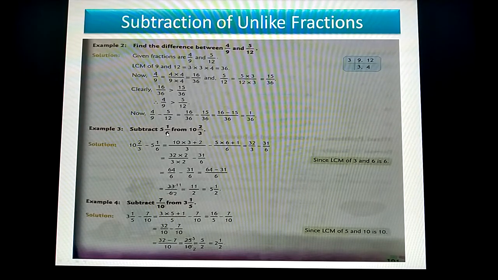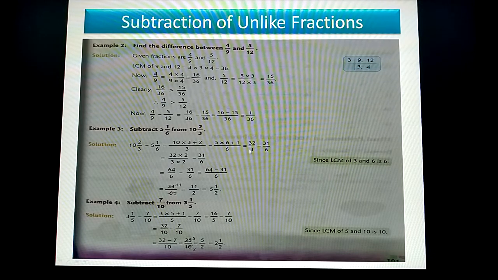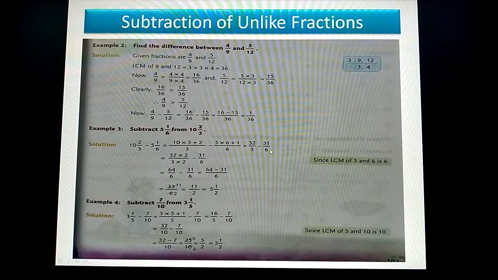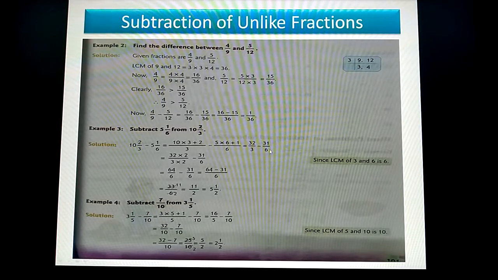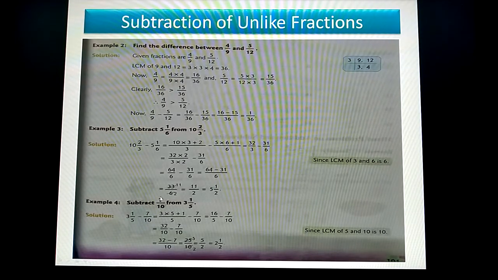Now here, to subtract this, you can see both are in the mixed fraction form. We have to convert them first to improper fractions, which we know very easily: 10 into 3 plus 2, and here 5 into 6 plus 1. And again we see that the denominators are not the same, that is 3 and 6, so we have to find the LCM and follow the same procedure we followed in the subtraction of unlike fractions.